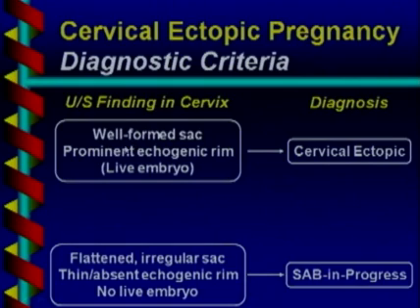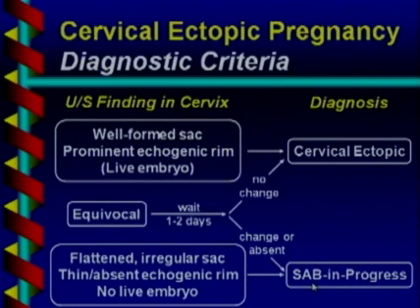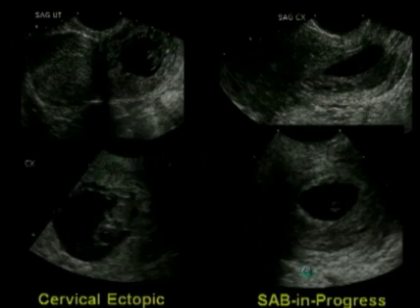So if we see a well-formed sac with a prominent bright or echogenic rim, especially if we see a live embryo, we call it a cervical ectopic. If it's a flattened irregular sac, thin or absent rim around it, no live embryo, we call it a spontaneous abortion in progress. If it's equivocal, we're not sure which of these two it is, and the patient is clinically stable, we'll wait 1 or 2 days. If it's unchanged, we diagnose cervical ectopic, and if it's gone, it's a spontaneous abortion in progress.